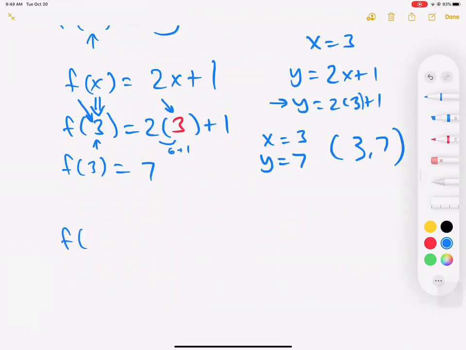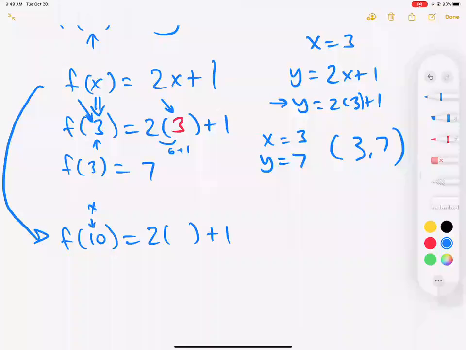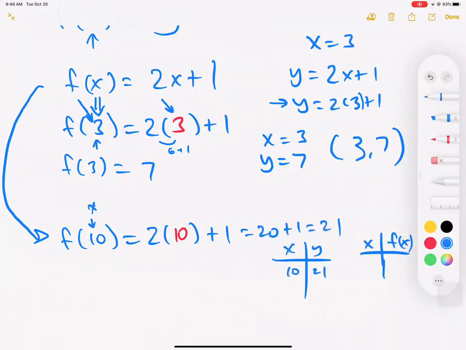If I say f of 10, okay, same function. So we're now going to plug in what? X became the number 10. So we know this becomes 20 plus 1 is 21. So you can write on your ordered pair, it's 10, 21. You could write using function notation, f of x. When I plug in 10, you will get 21. You can write this as an ordered pair.